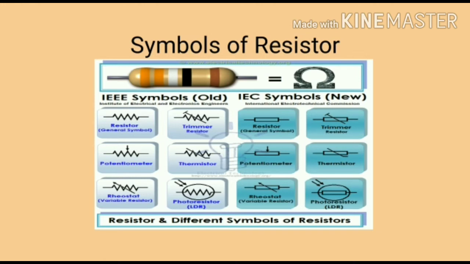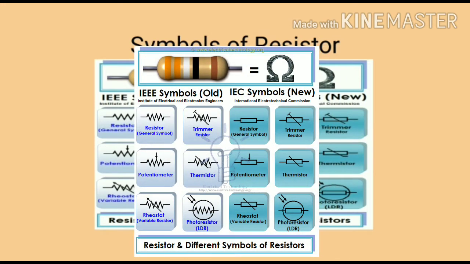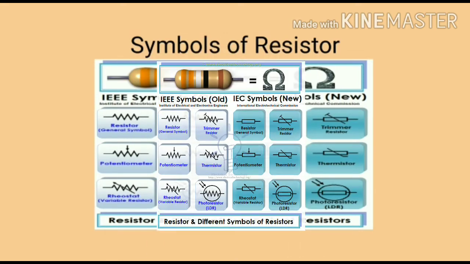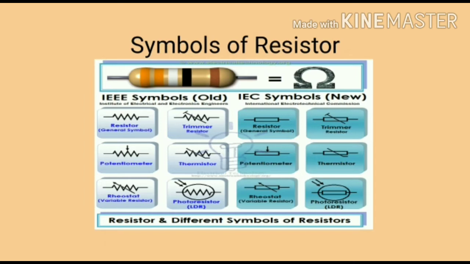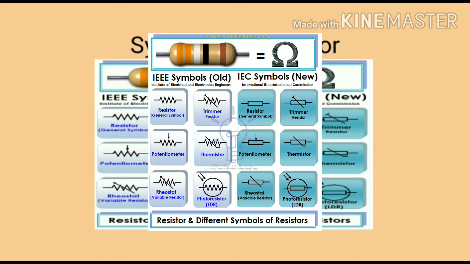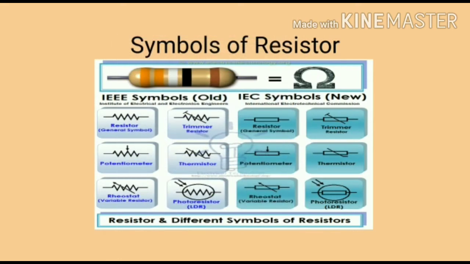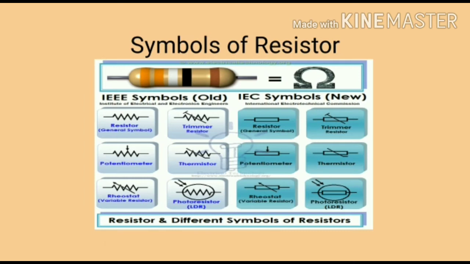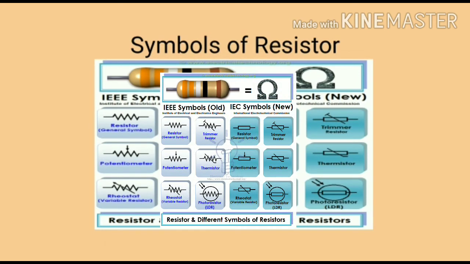Let us see the symbols of resistor. Here, symbols of different types of resistor as per IEEE, that is Institute of Electrical and Electronics Engineers are shown. Again, new symbols of different types of resistors as per IEC, that is International Electrotechnical Commission, are also shown.